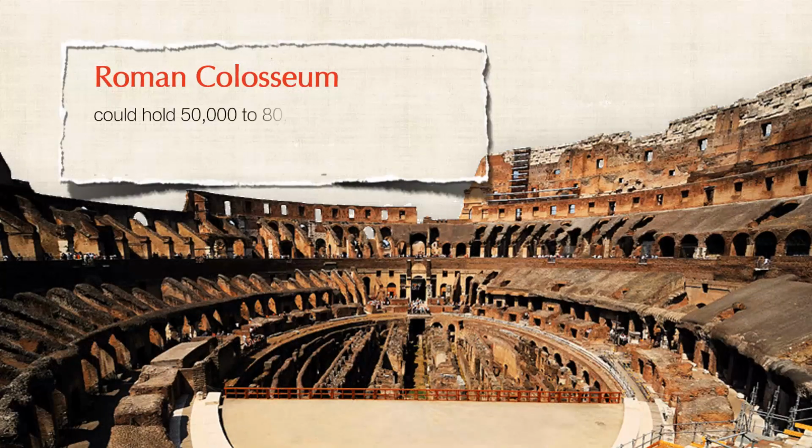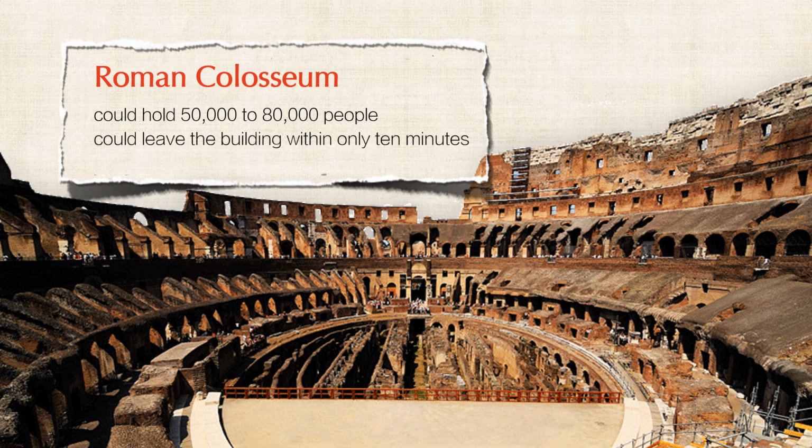It is amazing that the Colosseum could hold 50,000 to 80,000 people with more than 100 exits, so that all the audience could leave the building within only 10 minutes. This model is still followed by modern stadiums.